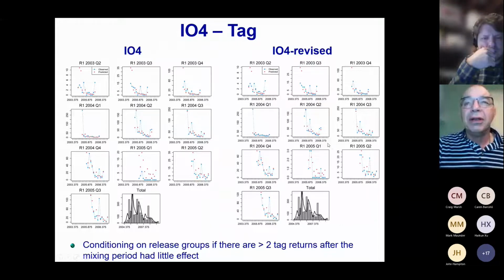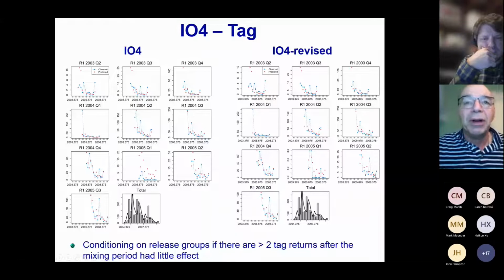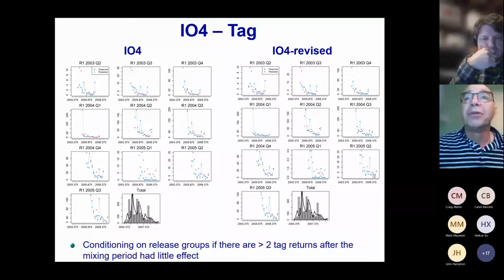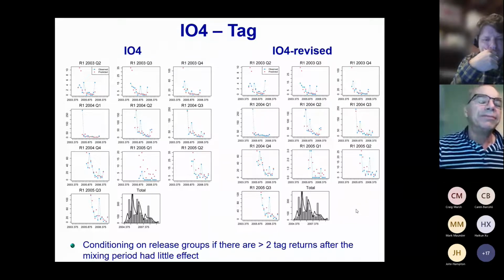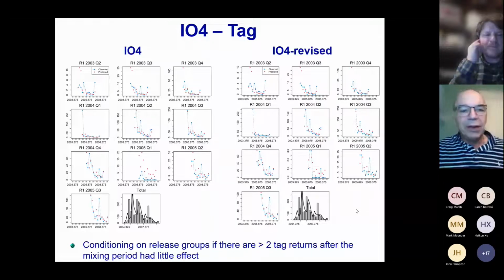Looking here in 2004, 2005, we see that the time sequence of tag recaptures is pretty much matched between the model and the data. Although there are other circumstances here in 2003 where there's more noticeable residuals, and some circumstances where it goes the other direction. So there's more noise in the production of the tag data than we understand.